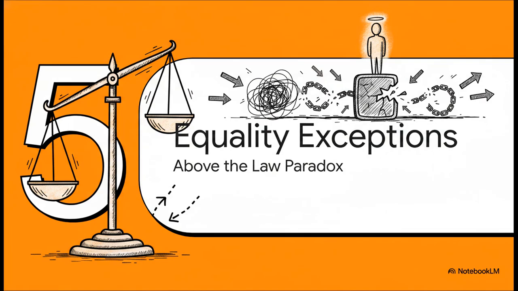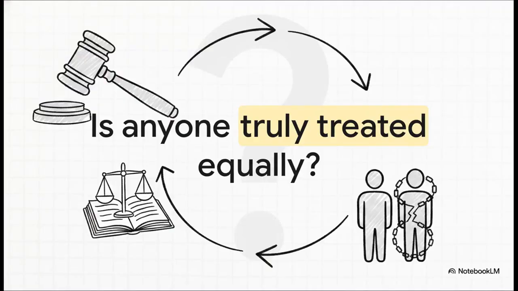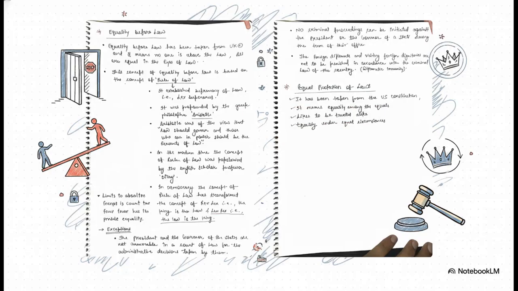Finally, Section 5. Exceptions to equality rules. The above-the-law paradox. Now we have to confront the very real friction between absolute theoretical equality and the gritty, pragmatic realities of actually governing a country. So I pose this question directly to you. Is anyone truly treated equally? If we just established that the law is king and absolutely no one is above it, does the system actually apply to every single person in the exact same way 100% of the time? Well, surprisingly, no, it doesn't.